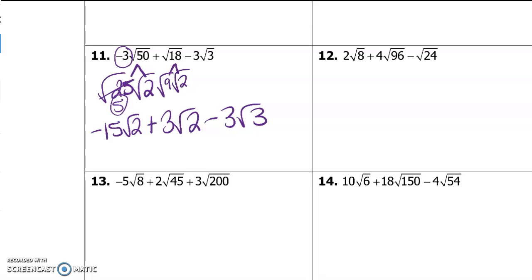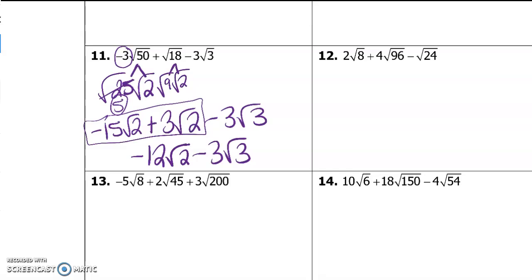So this one, you can put your first 2 terms together because their square roots match. That would give us negative 12 square root of 2, and then the minus 3 square root of 3 just has to come along.